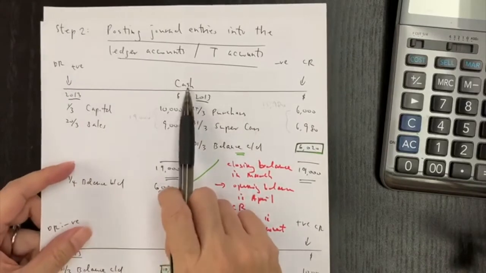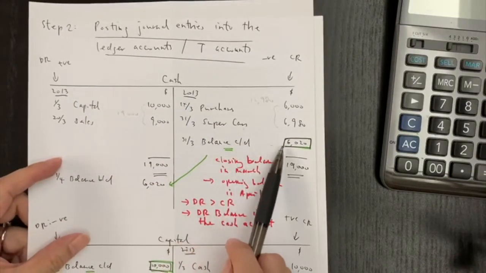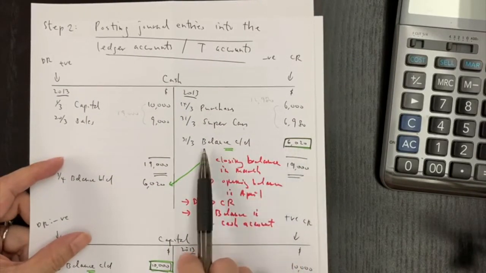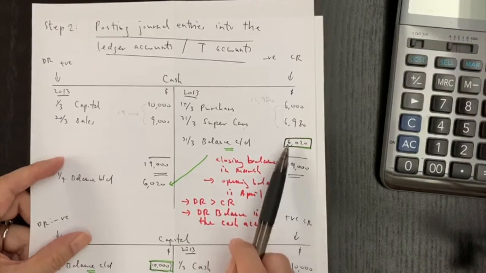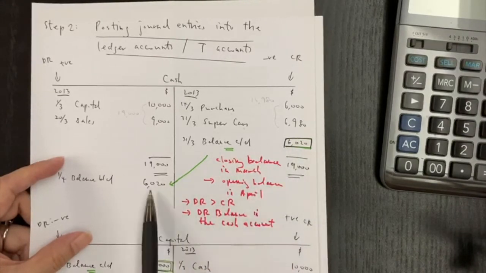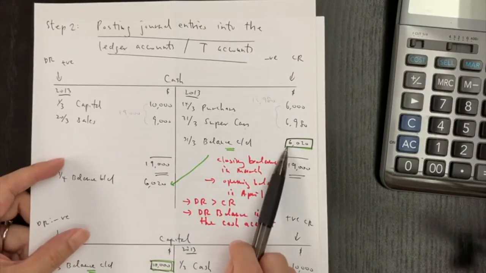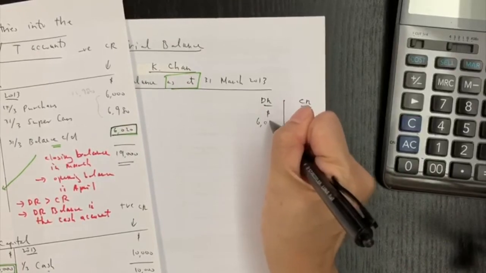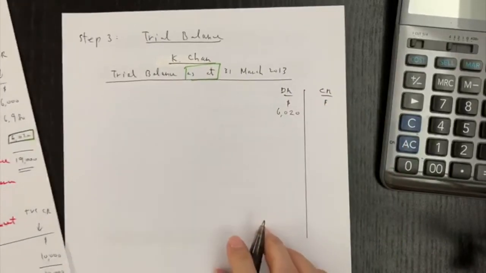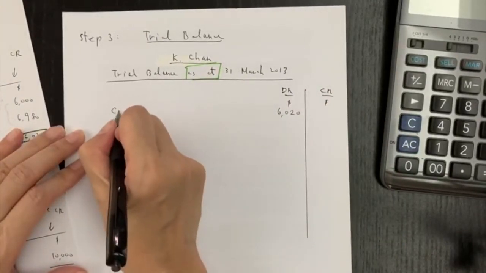So what is the closing balance for cash? So here we have 6,020. So we insert on the smaller side. This side is smaller, credit side, but actually it is a debit item. Is that right? Agree with me? All right, so I have this 6,020. Okay, so therefore I have my cash here.